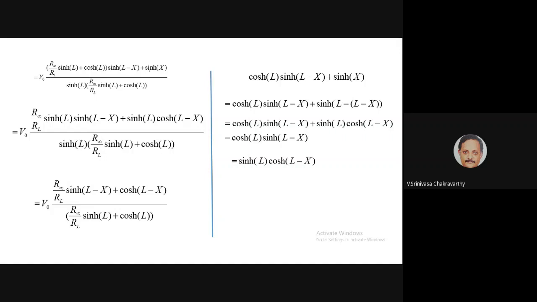If you expand this numerator term again a little bit, you will get this, and you also use this rule on the right side. So cosh L times sinh(L − x) plus sinh x, this is a bit of a trick here: the first term is the same, and the second term I'm writing as sinh of capital L minus (L − x). If you expand this part, you can cancel out this part and this part. You get this, so you can add up the first two terms into one expression. Now plug this back in here, and you can cancel out sinh L. So you will get V_0 times (R infinity by R_L times sinh(L − x) plus cosh(L − x)) by (R infinity by R_L times sinh L plus cosh L).